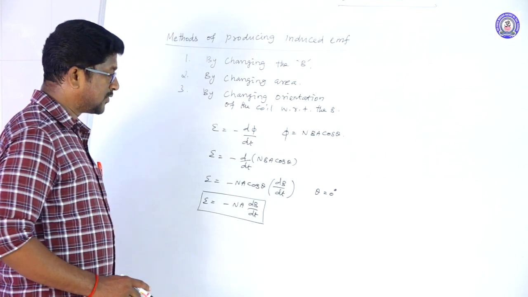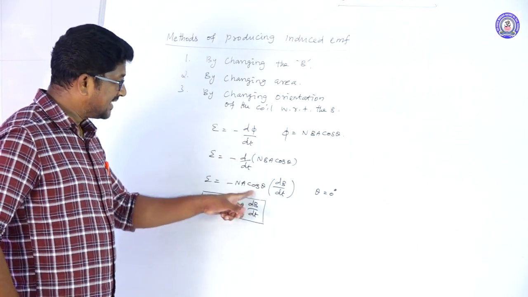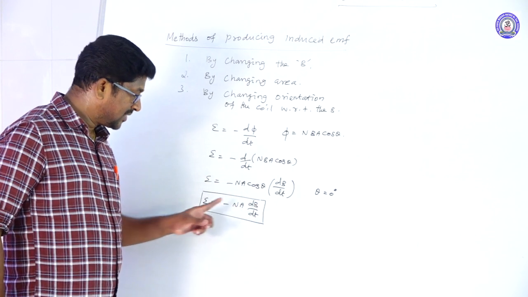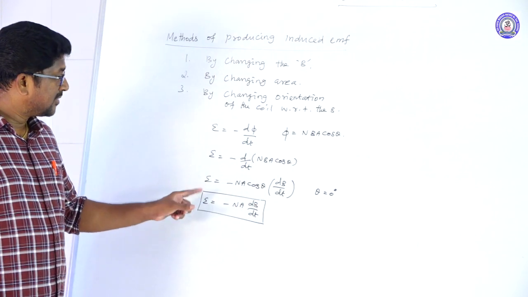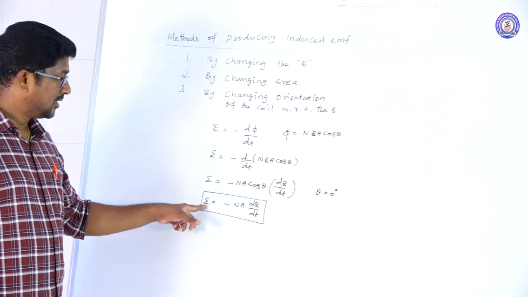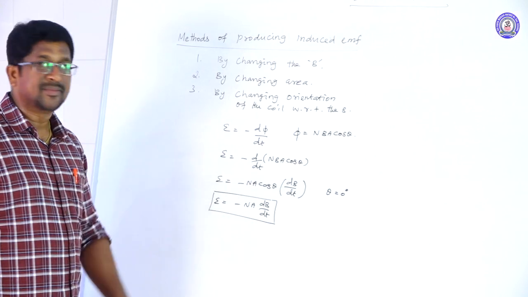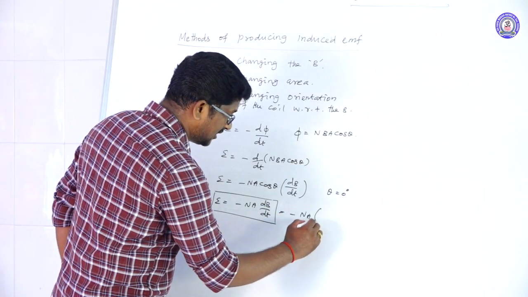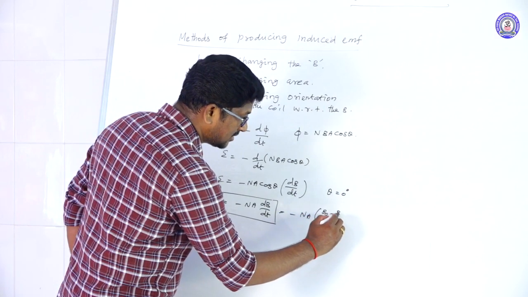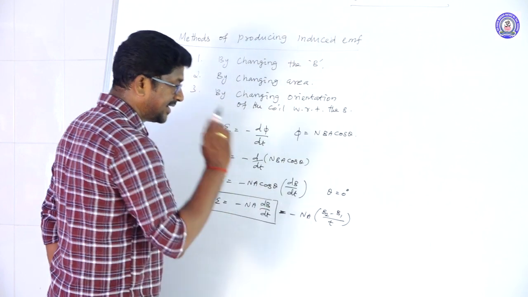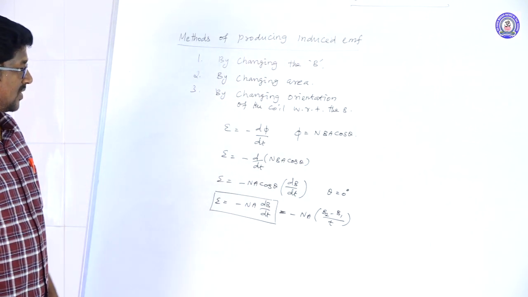So one of the methods of producing induced EMF is by changing the magnetic field. If the magnetic field changes with respect to time, EMF is produced. The magnitude of induced EMF can be calculated by using the formula E is equal to minus NA into dB divided by dt, or minus NA into B2 minus B1 divided by t. Right. Using Lenz's law.